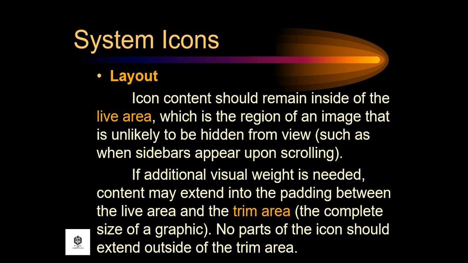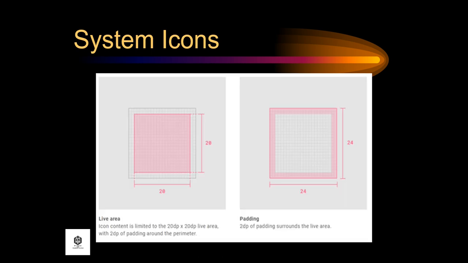Speaking of layout, icon content should remain inside of the live area, which is the region of an image that is unlikely to be hidden from view, such as when sidebars appear upon scrolling. If additional visual weight is needed, content may extend into the padding between the live area and the trim area, the complete size of a graphic. No parts of the icon should extend outside of the trim area.